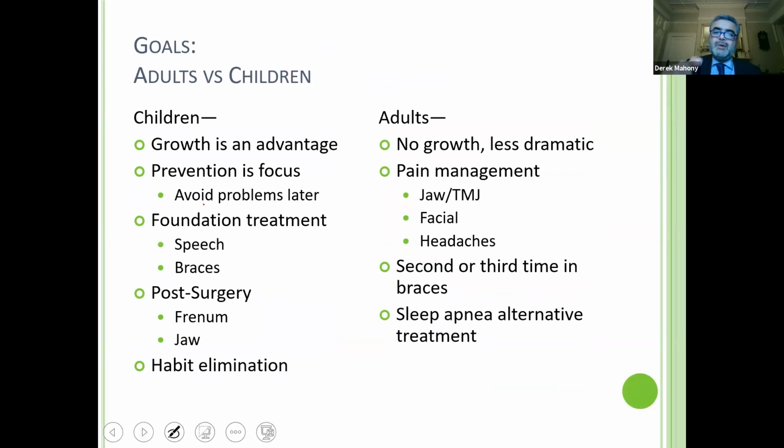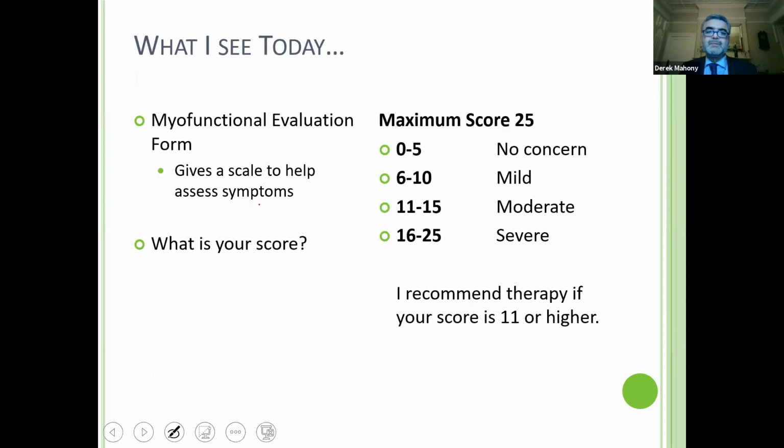Right? I won't talk about adults. I deal with a lot of adults, and mainly their problems by not having this treatment early is snoring, sleep apnea and TMJ problems, right? But for your kids, we're really talking about foundation treatment, working with your orthodontist and helping that facial growth to occur.